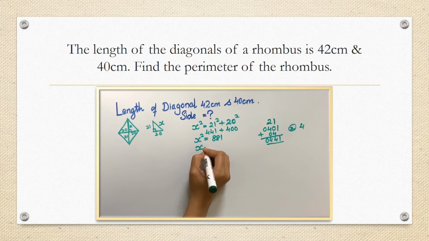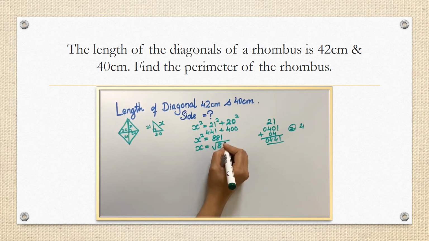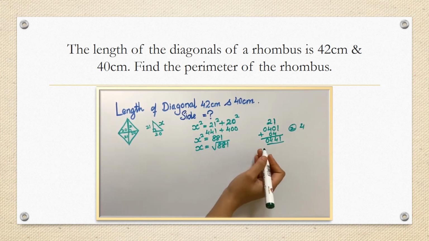Let's find the square root of 841. To find the square root of this number, take this number and from the right side split it into two digits. So 1, 8.